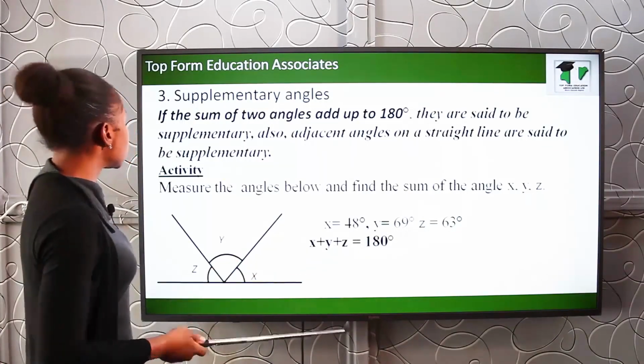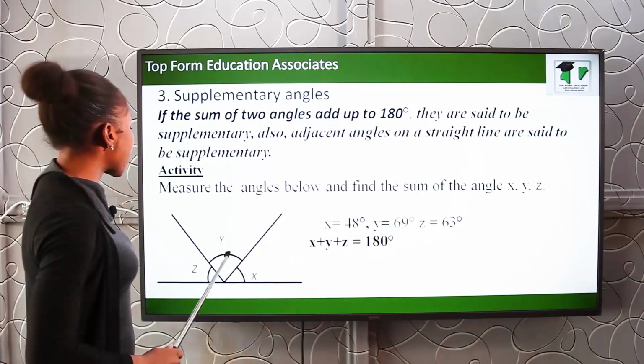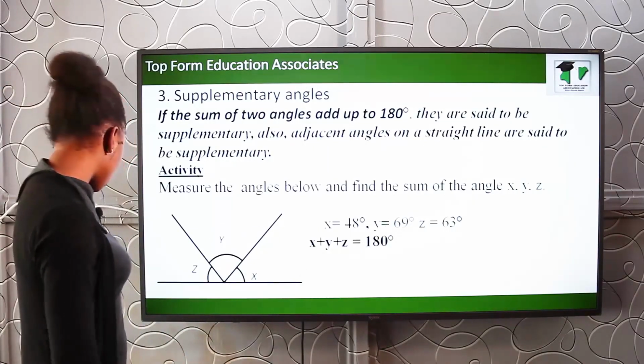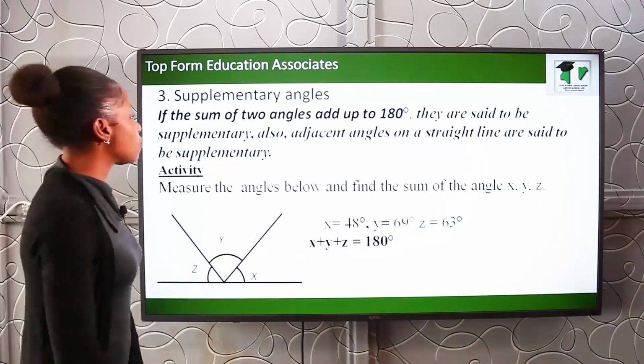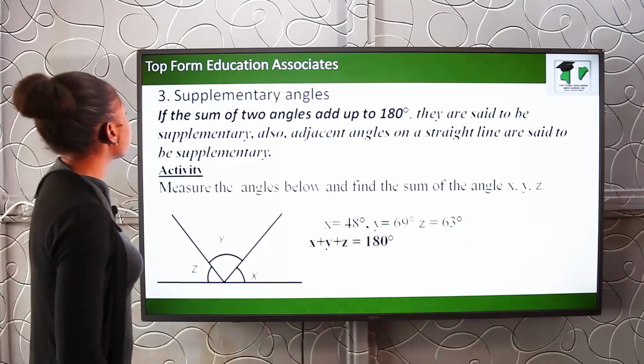So, in essence, these angles X, Y, and Z are supplementary angles because they add up to 180 degrees. I hope you're understanding what I am teaching.